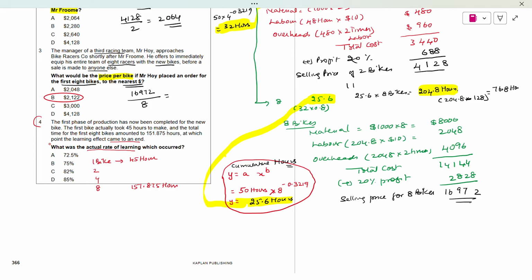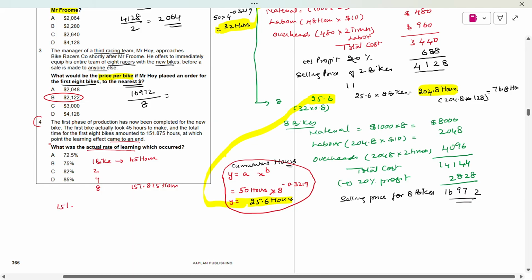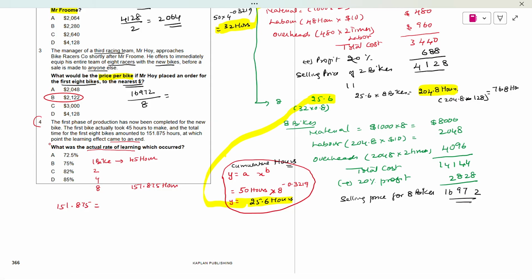How much is the total hours? 151.875. What is the value of the first bike? They have taken how much? 45 hours. Okay, 45.